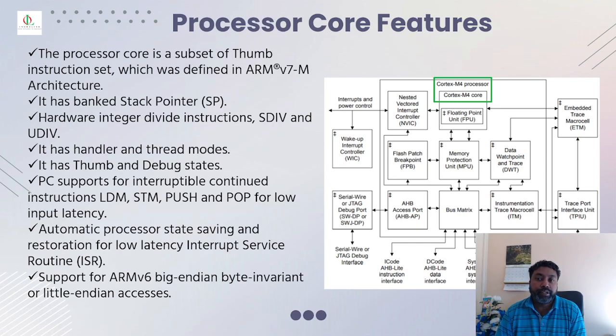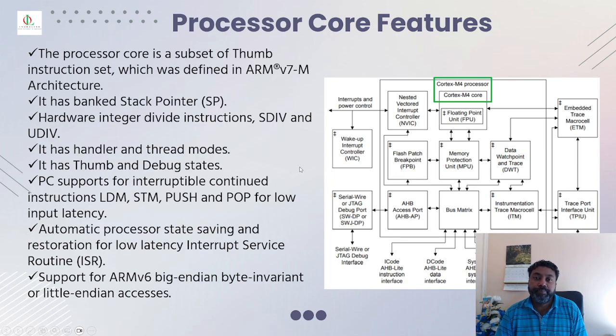So the Cortex-M4 core supports a subset of the Thumb instruction set, which was defined in the ARMv7 architecture. It has a banked stack pointer to stack all your memory, and the hardware integer divide is split into signed and unsigned divide, which you will learn when we start learning about programming. It has two different modes, handler mode and thread mode, which you will learn shortly. And it has Thumb and debug states, different states.